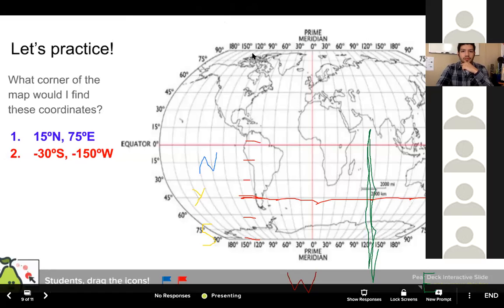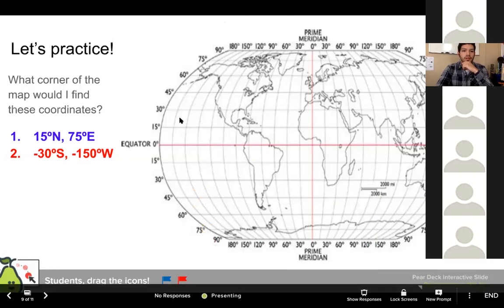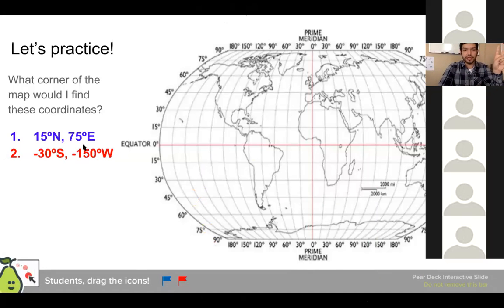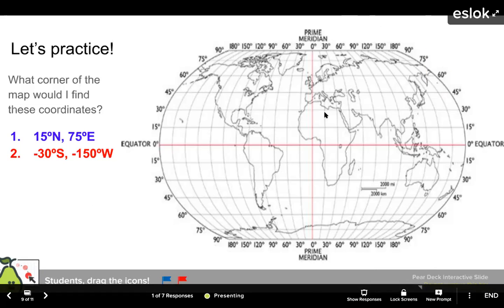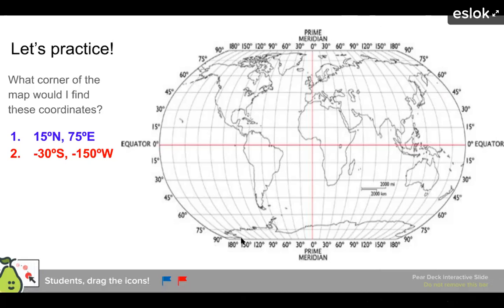Now let me clear all this. Clear all drawings. So now I want you to go ahead and practice. You have two flags, one for each number: the blue flag and the red flag, one and two. Go ahead and drop in both flags. If you click it first, it'll be the blue one. If you click it again, it'll be the red one. Place the bottom of the flag into the point, so if you want to tell me it's right here, make sure the pole is pointing towards that point.